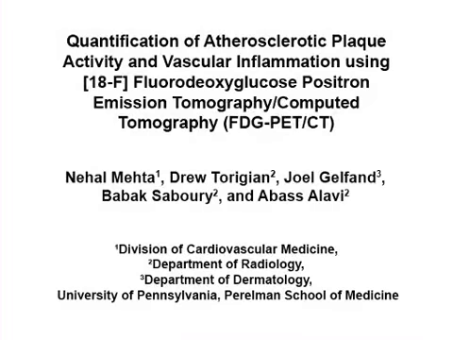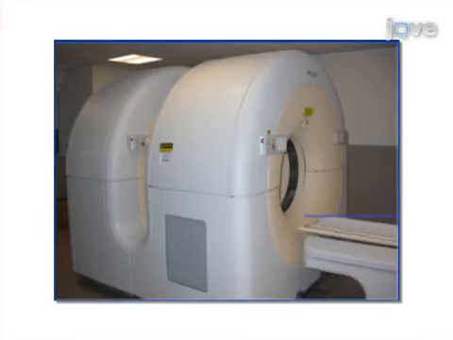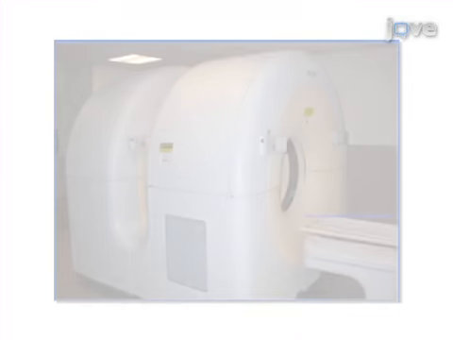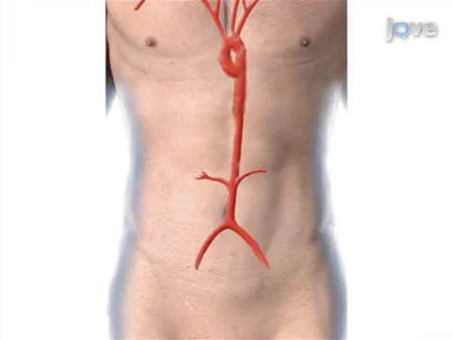The overall goal of this procedure is to detect and quantify atherosclerotic plaque activity and vascular inflammation in medium and large human arteries. Start with a whole-body FDG-PET CT scan and image the aorta and its major branches from the heart down to the feet.